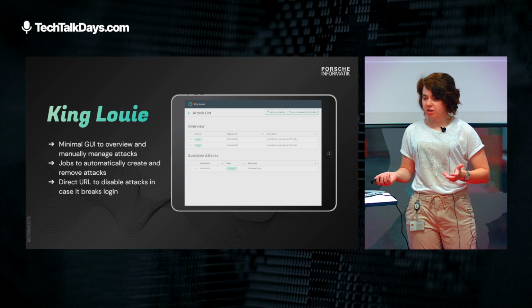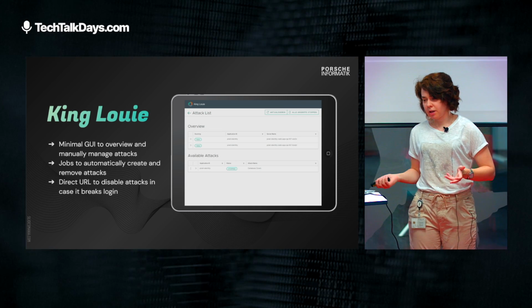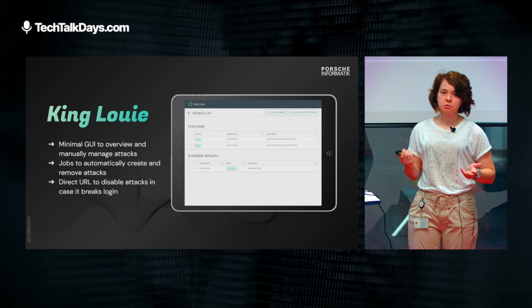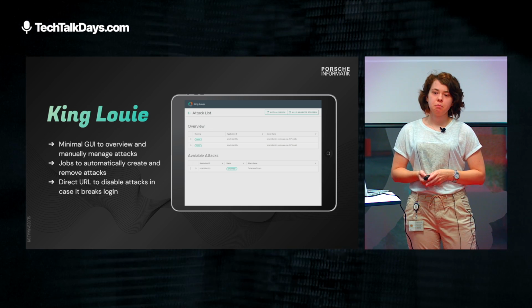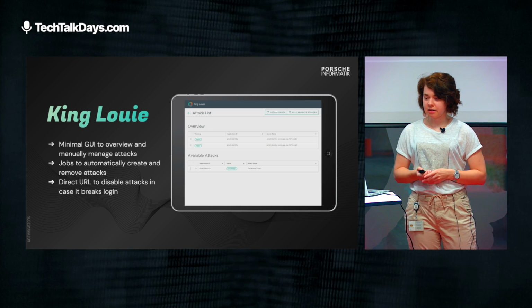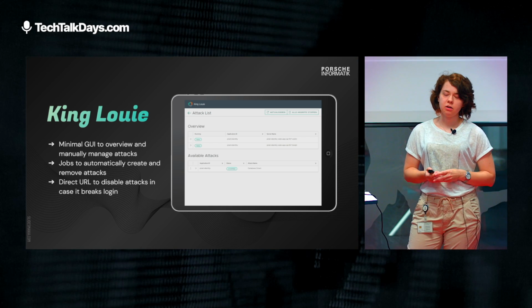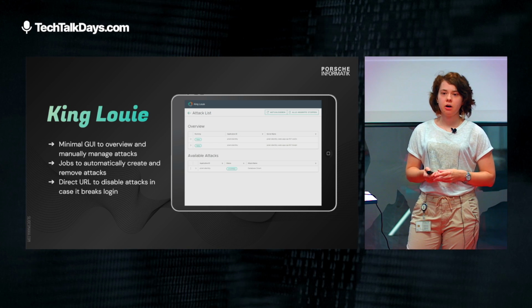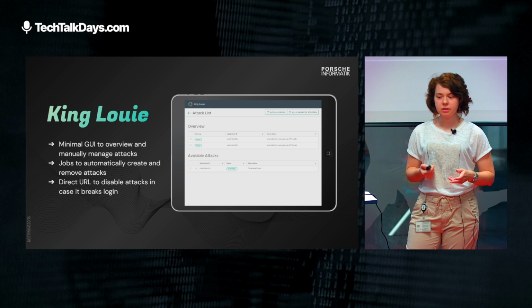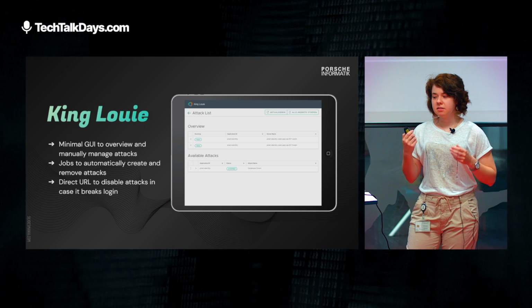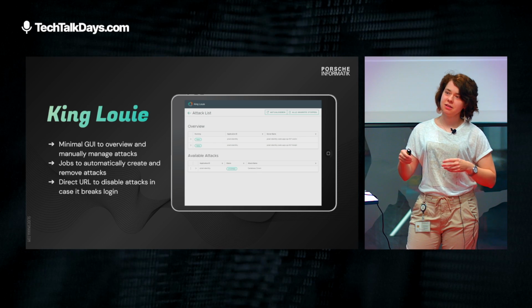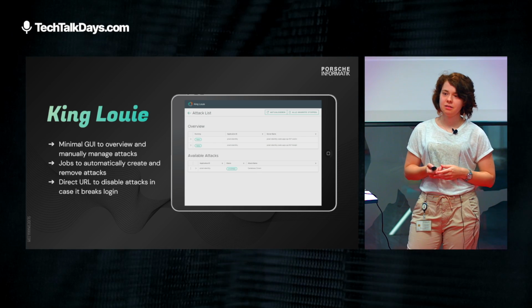It's, as you can see, a very simple web application with a minimal GUI, graphical user interface, to manually launch and manage attacks. Then King Louis also offers jobs, which automatically run these attacks at scheduled intervals. And since the app requires authentication via the identity provider, we don't want really everyone on the internet to be able to throw our application into backup mode whenever they want to.